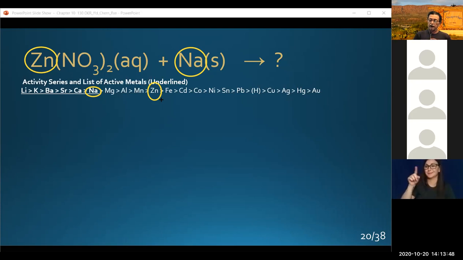Okay. And then the question is, is the most reactive metal in ionic form? Well, in this case, no, it's not. Sodium is in elemental form. Therefore, the reaction proceeds. So we exchange partners and we end up making sodium nitrate and we generate zinc metal.